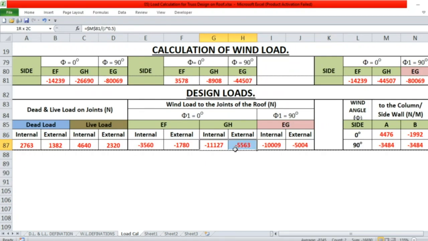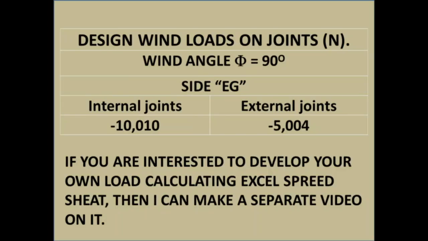These two are the design wind load for internal and external joint of the truss. Our design wind load on joints when the wind angle is 90-degree and side EG: internal joints, it is minus 10,010 Newton. On external joint, it is minus 5,004, half of the internal joints. Negative pressure indicates that it is away from the roof and it is uplift pressure.